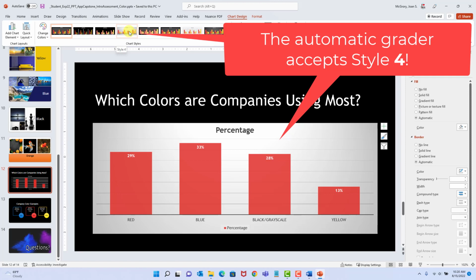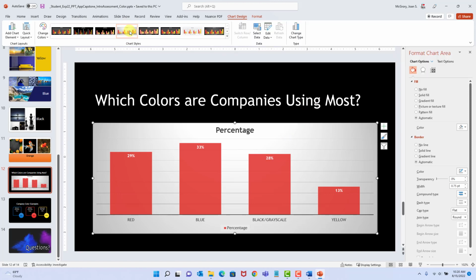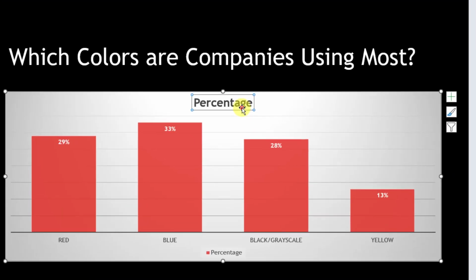You know what's going to happen if I'm wrong. The grader will tell me and I will fix it. Okay, so let's just try this. I've clicked on Style 4. Now the next thing that they tell me is there are some components of this chart that they don't want. So we just simply need to select them and delete them. First is this title. It's redundant.